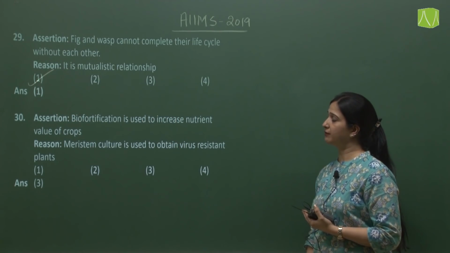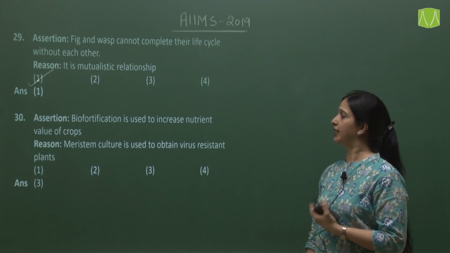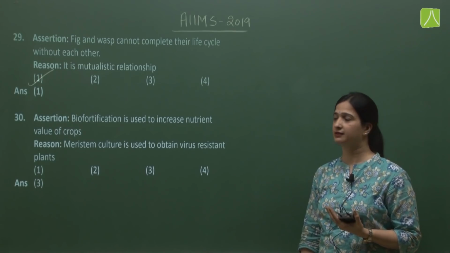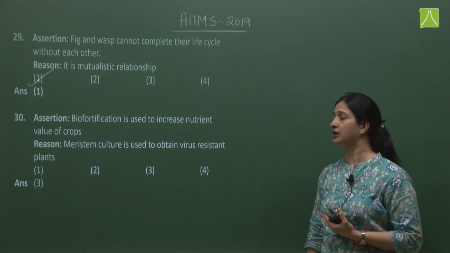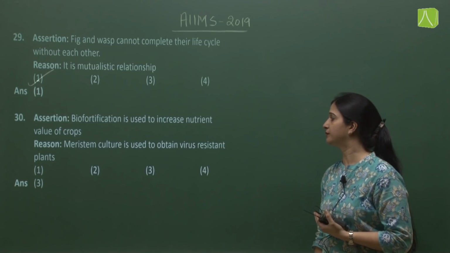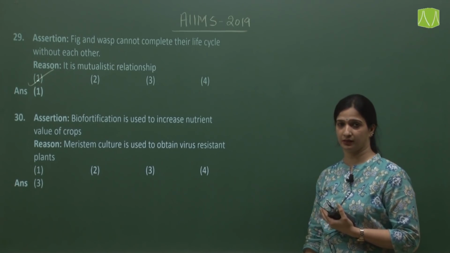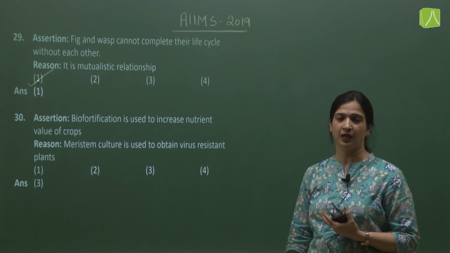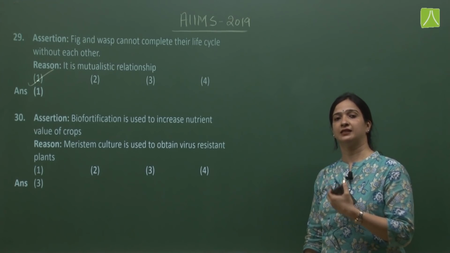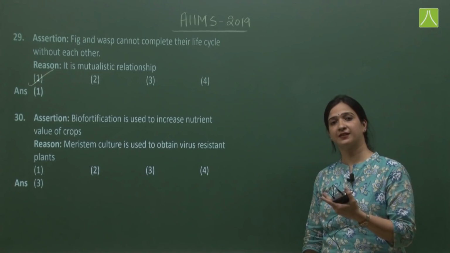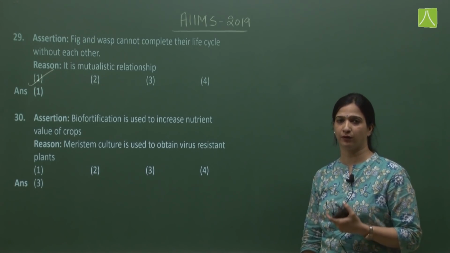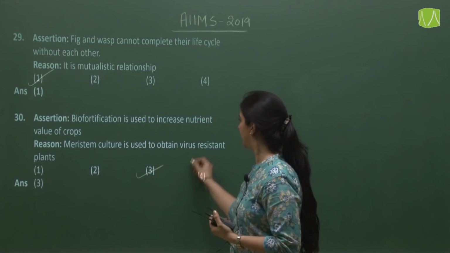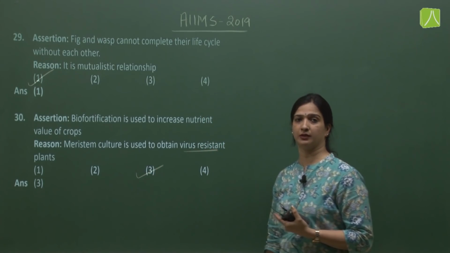Now look at question number 30, that is, assertion: biofortification is used to increase the nutrient value of the crop. This is correct. If we look at the reason, meristem culture is used to obtain virus resistant plants. Meristem culture is generally used to obtain virus free plants, because meristem itself is a part which shows active cell division, which is generally free from virus. So here the correct option will be 3, as this part is wrong.